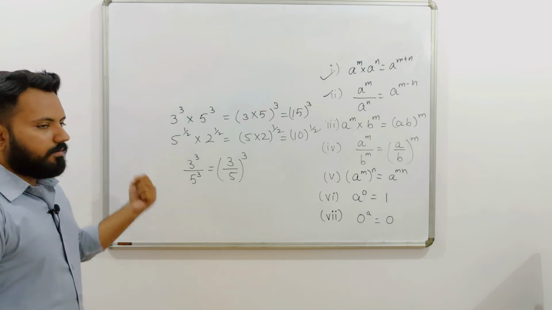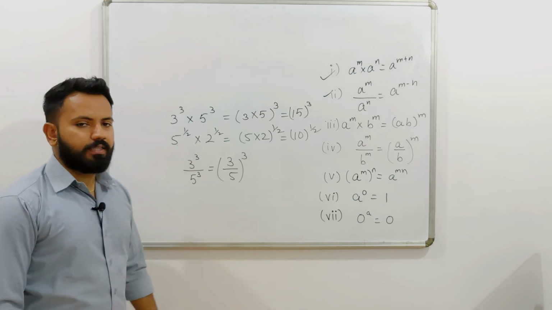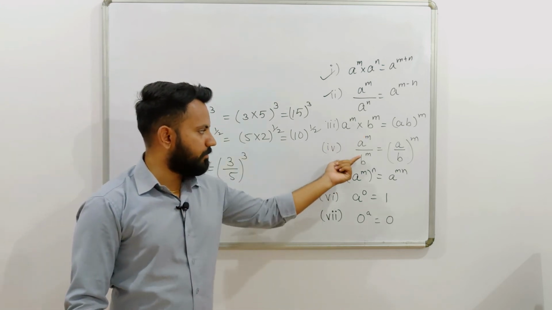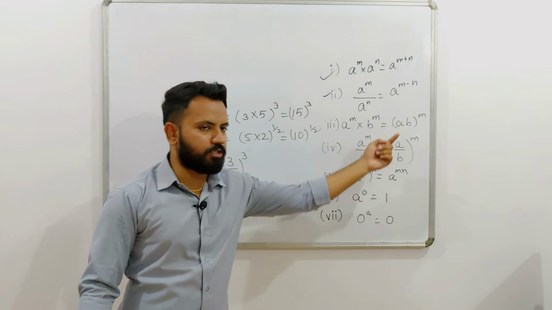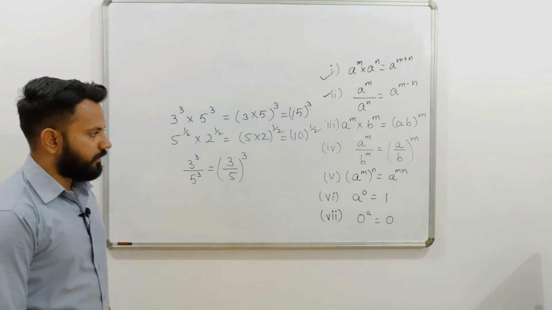Similarly, if the power is also a fraction, same thing you can do with it. That is the fourth law of exponent, that is a raised to m upon b raised to m can be written as a/b whole raised to m, just as we have done over here. So that was the fourth law of exponent.